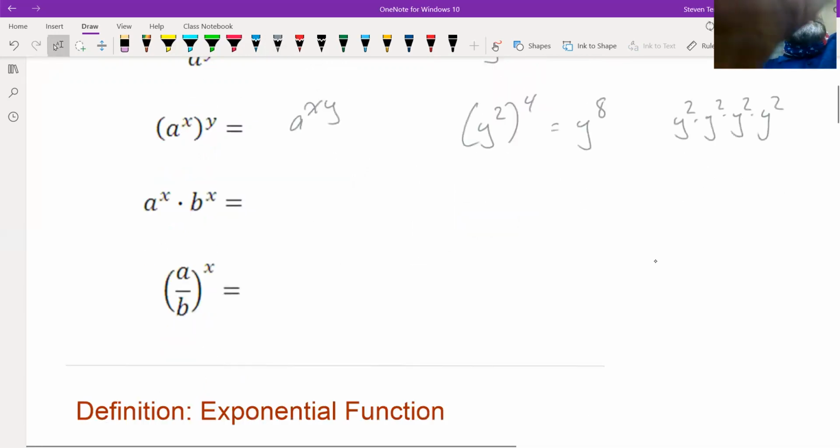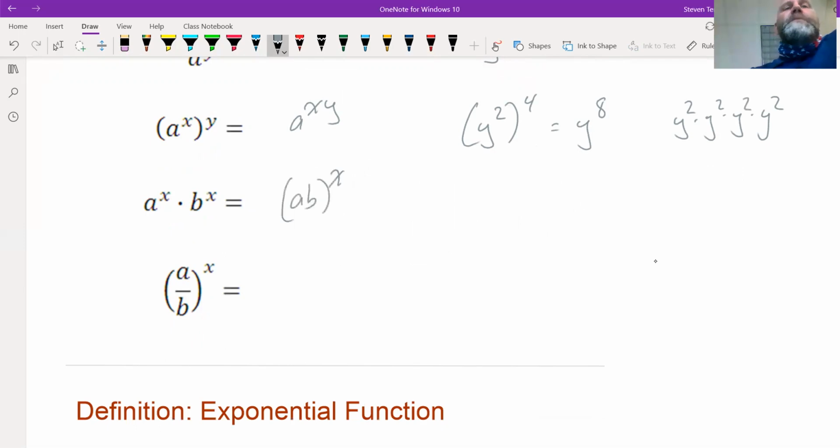The next one, if I have a to the x times b to the x, the same exponent, then I can group them together and raise it to that exponent. So if I had 2 to the 5th times 3 to the 5th, I could write that as 2 times 3 raised to the 5th, or 6 to the 5th.